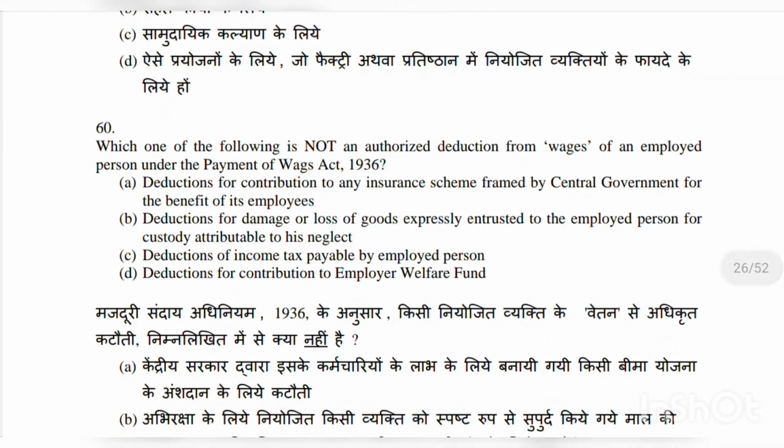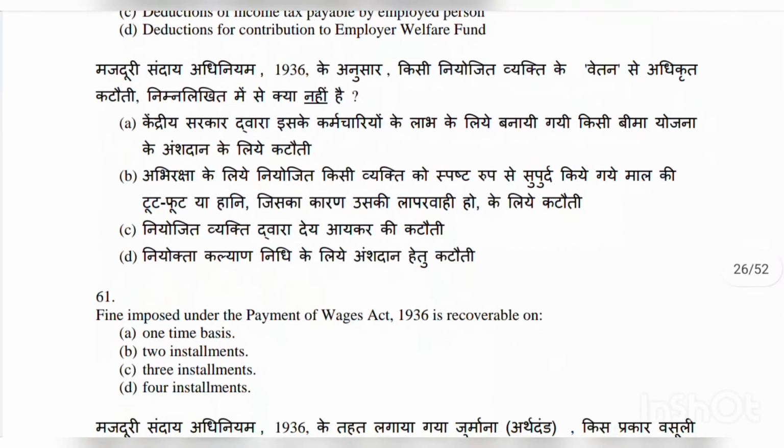Question number 60. Which one of the following is not an authorized deduction from wages of an employed person under the Payment of Wages Act 1936? The answer is D. Deduction for contribution to employer welfare fund.